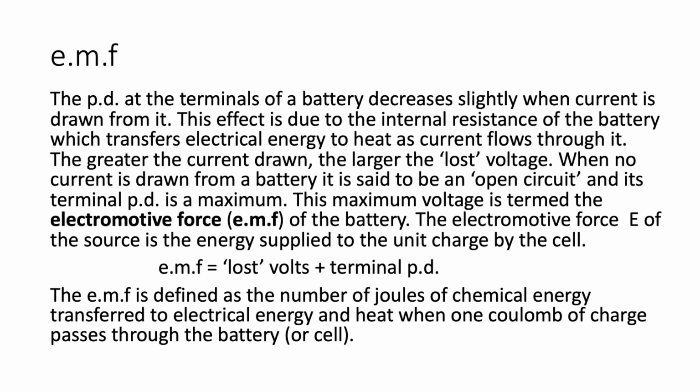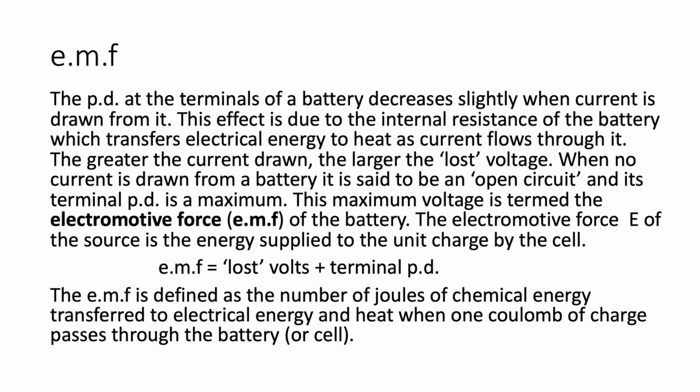When no current is drawn from a battery, it is said to be an open circuit, and its terminal potential difference is a maximum. This maximum voltage is termed the electromotive force or e.m.f of the battery. The electromotive force E of the source is the energy supplied to the unit charge by the cell. e.m.f equals lost volts plus terminal potential difference. The e.m.f is defined as the number of joules of chemical energy transferred to electrical energy and heat when 1 coulomb of charge passes through the battery or cell.